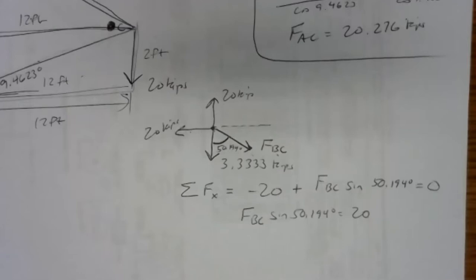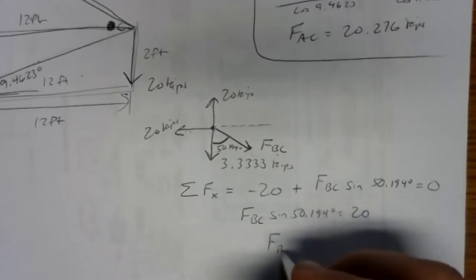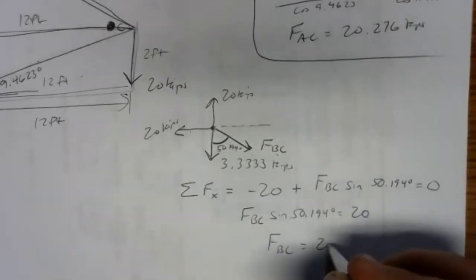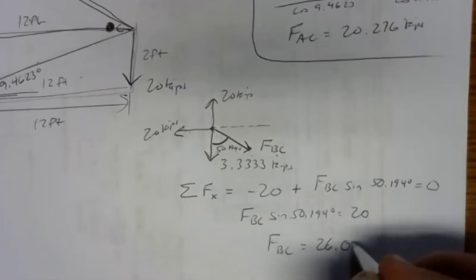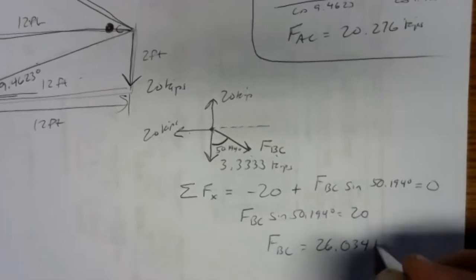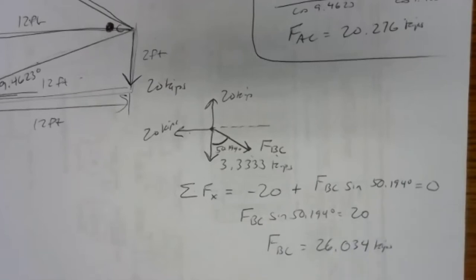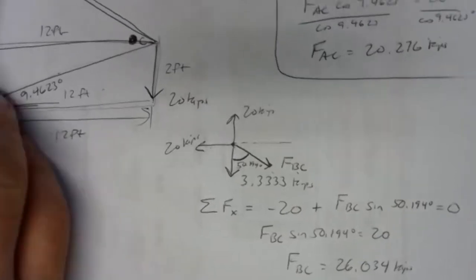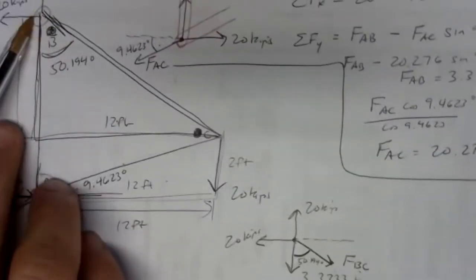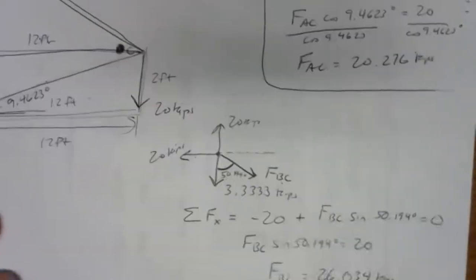Sine of 50.194. Sine, there we go. Divide, I've got FBC is 26.034. That'd be kips. Came out positive, which means our assumed direction was right. And at joint B, member BC is down and to the right.